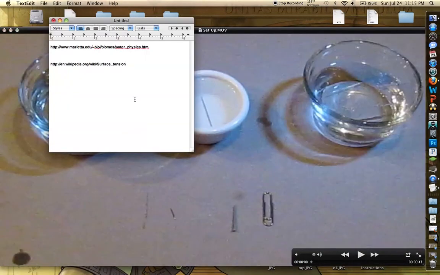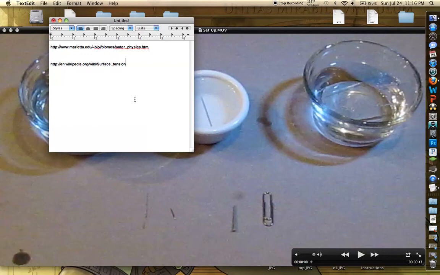These here are the two locations that I received the information from. The one is Wikipedia, that was mainly used as a secondary reference. The first one shows a lot more about the physics of water.